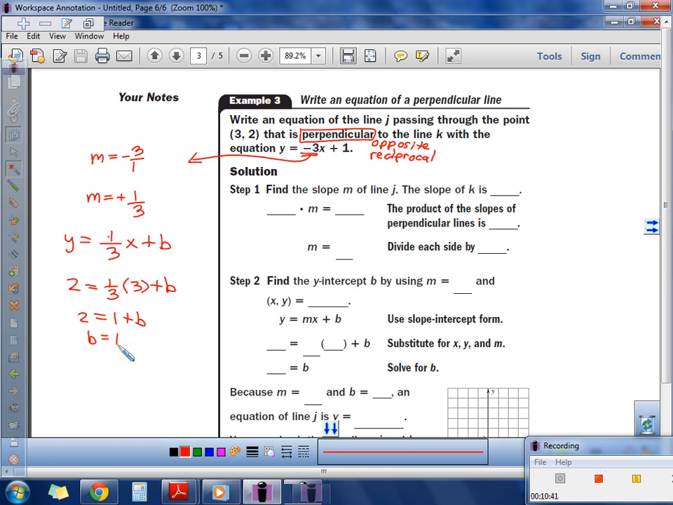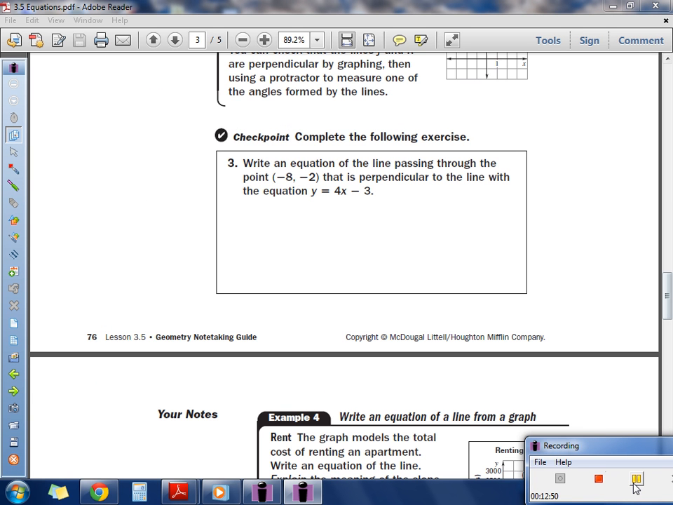Is that my final answer? How do I write my final answer? Y equals 1/3 x plus 1. That's a perfect answer right there. Good job. Try this checkpoint real quick and see how you do.